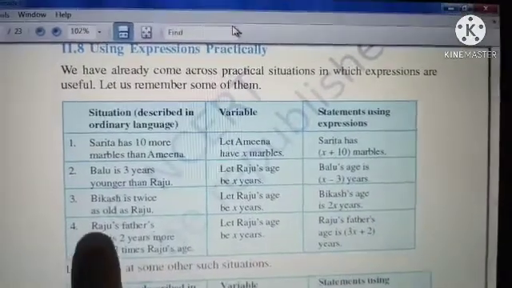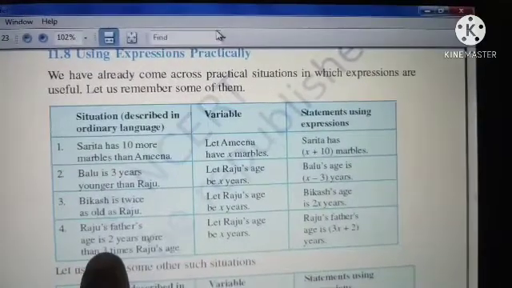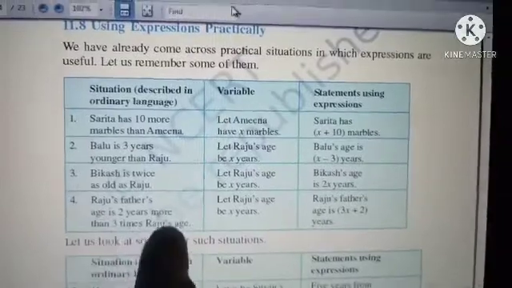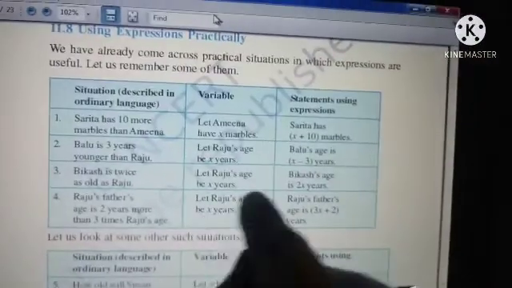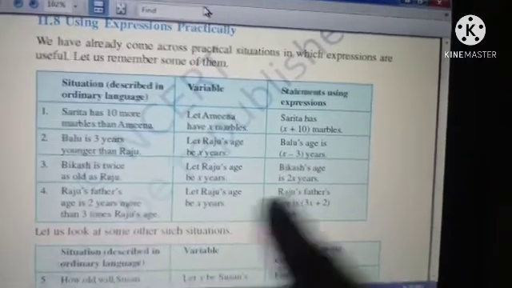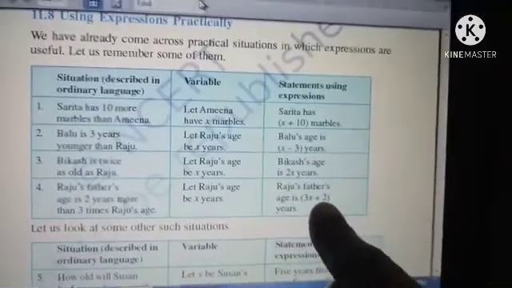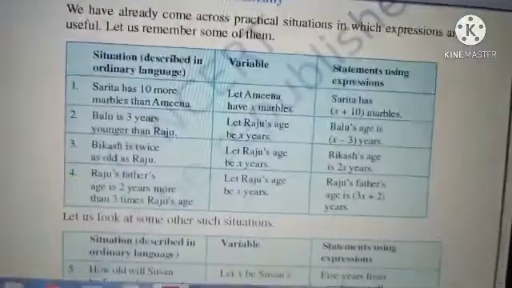Next, Raju's father's age is 2 years more than 3 times Raju's age. 2 years more than means plus 2. 3 times means 3 times x, 3x. If Raju is x years, 3 times Raju's age is 3 into x, plus 2 because it is 2 years more, so 3x plus 2. This is how you should frame the expression.